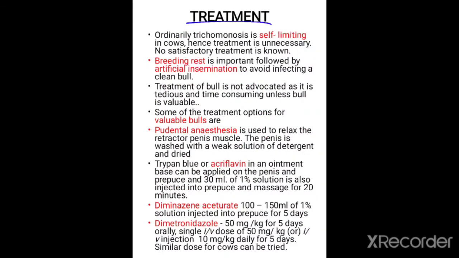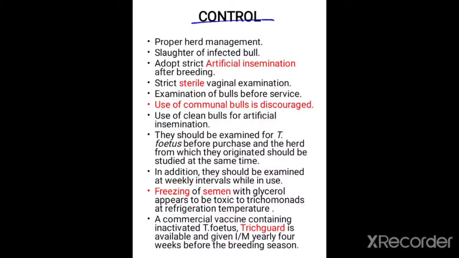to diagnose this trichomoniasis. To treat it: ordinarily it is self-limiting in the cow, hence treatment is unnecessary. Drugs such as trypan blue and acriflavine can also be used. To control, proper herd management should be there, slaughter of the infected bulls, strict artificial insemination, strict sterile vaginal examination, examination of bulls before service, and use of communal bulls is discouraged.